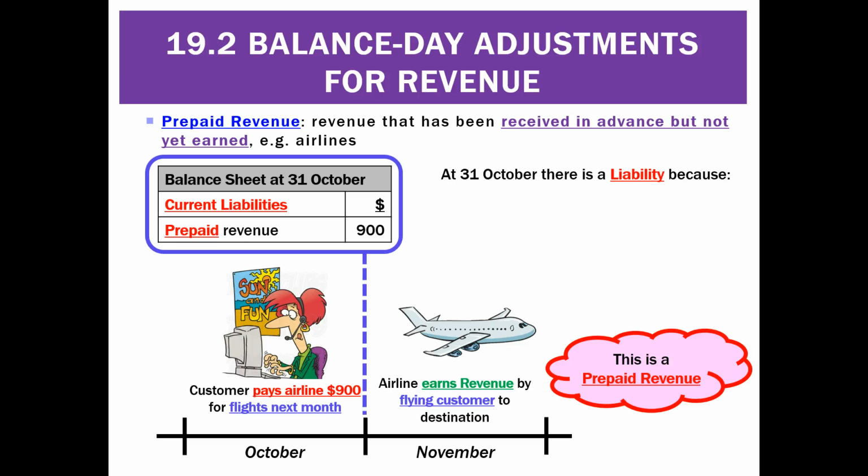We'd stop it at the end of October. We've received $900 from a customer, but we haven't earned it yet. So we're going to call that a current liability called prepaid revenue. Why is that a liability? Because there's a present obligation to provide someone with a flight. There's a past event, the customer paid us $900.